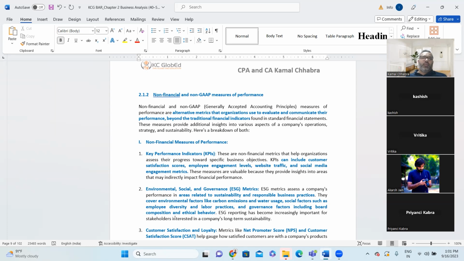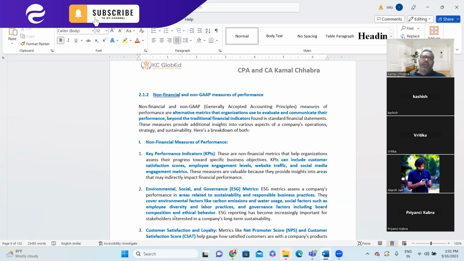Like the debtor turnover ratio, inventory turnover ratio, or maybe you can say the estimations for the calculations, right? Or mortality ratio, or maybe inflation rate, or deflation rate. Those are all considered non-GAAP measures, right? Economic conditions, right? So these all come under non-GAAP measures, in which you are using the numbers, but they are not required as per GAAP, right?